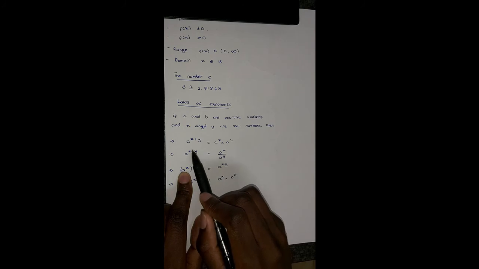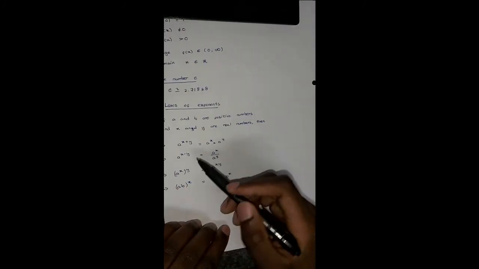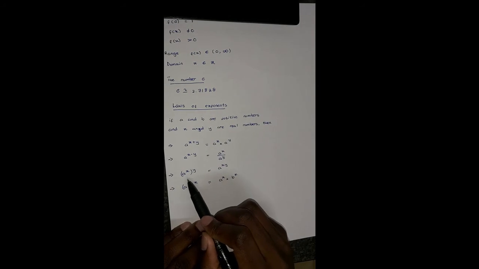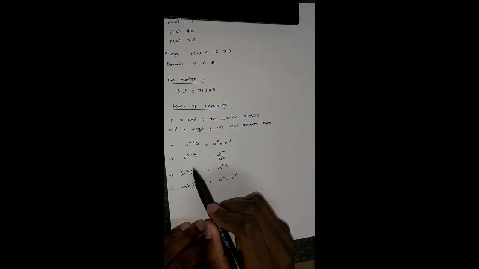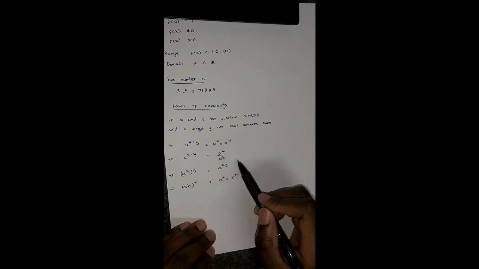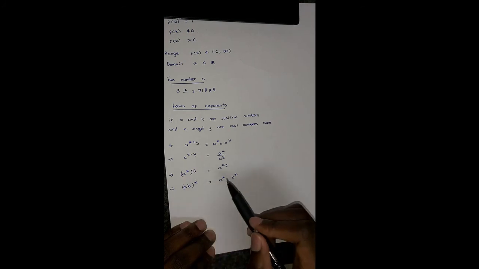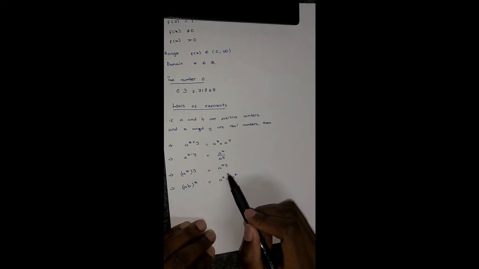So whenever you have a negative over there, you know that it's 1 over that number. And then a to the x, to the power of y, is just equal to a to the x times y. And then ab, everything to the power of x, means a to the power of x times b to the power of x. So that's all the theory from unit 1.7. Now we're going to look at some sample questions.